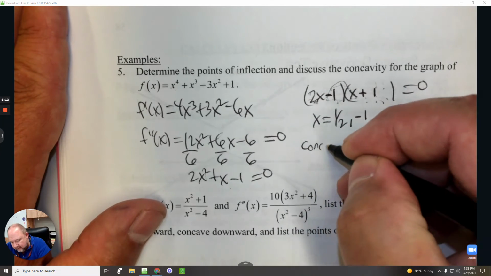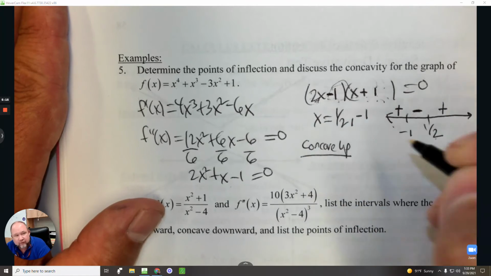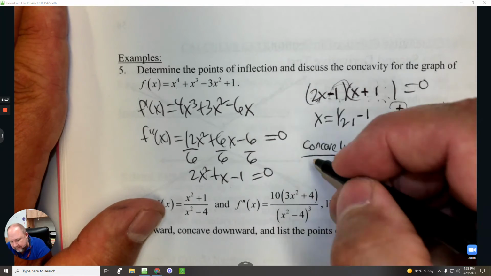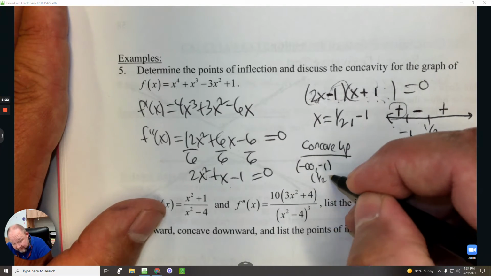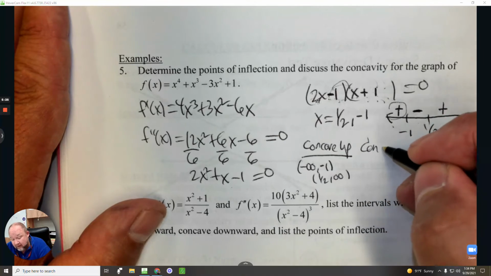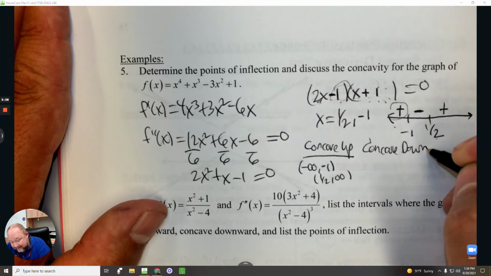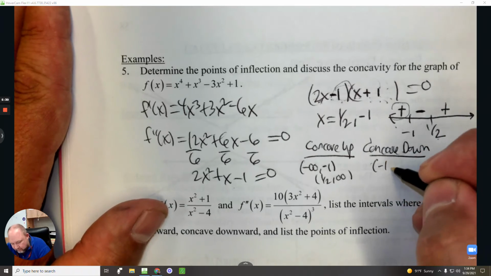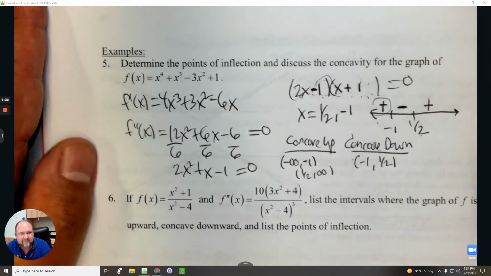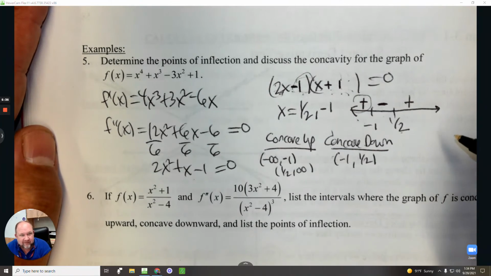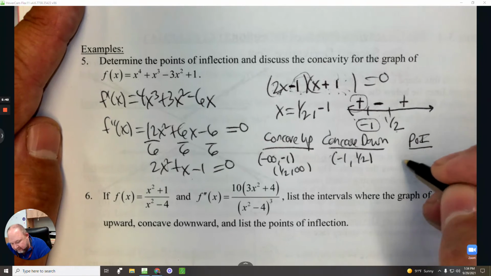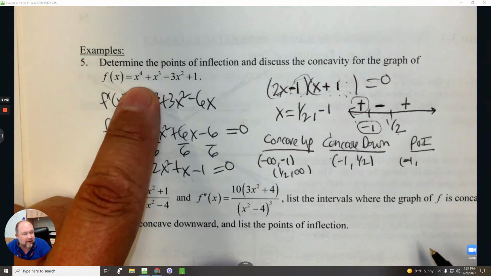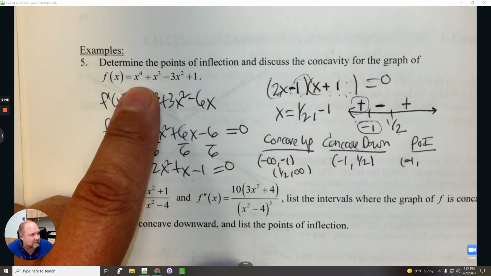That means this is concave up, where the second derivative is positive. So from negative infinity up to negative 1 and 1/2 to infinity, it is concave up. It's concave down where the second derivative is negative. That goes negative 1 to 1/2. And then the point of inflection. So at negative 1, we have a point of inflection because the concavity changes. If I plug negative 1 into here, I get the answer. Let me just do this quick.